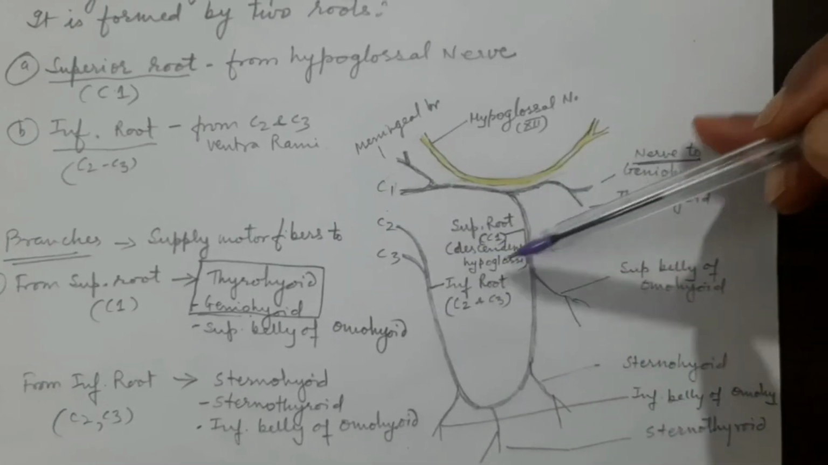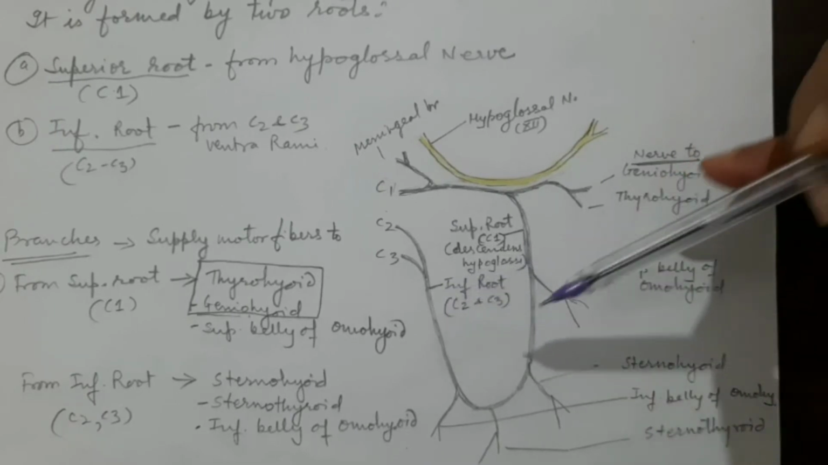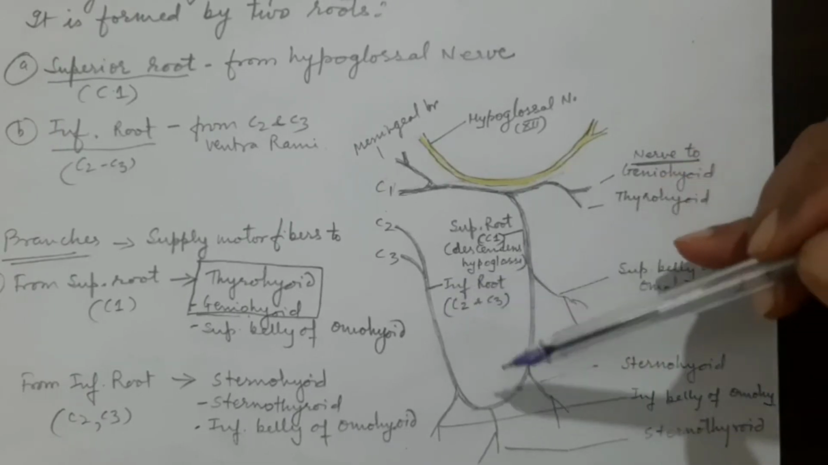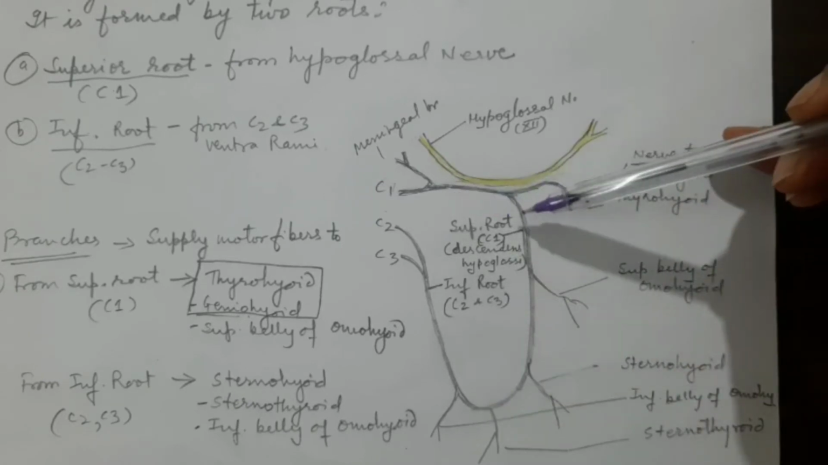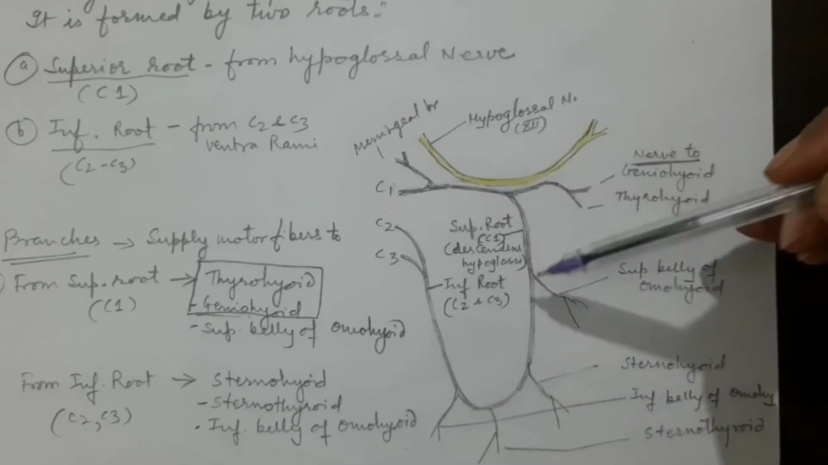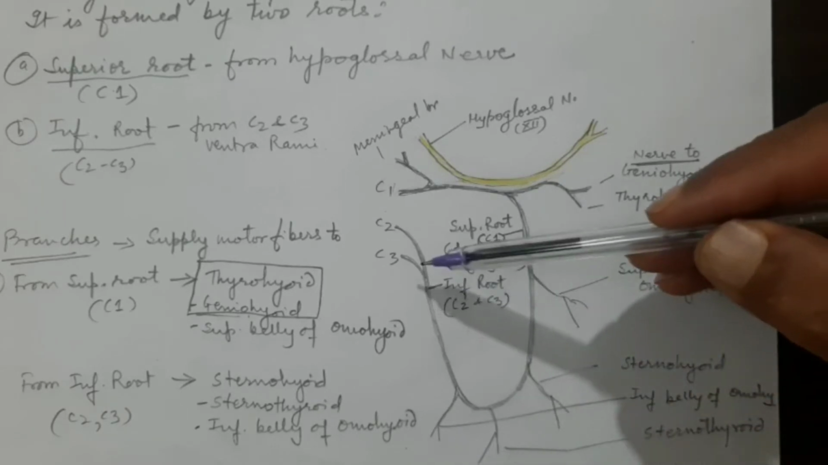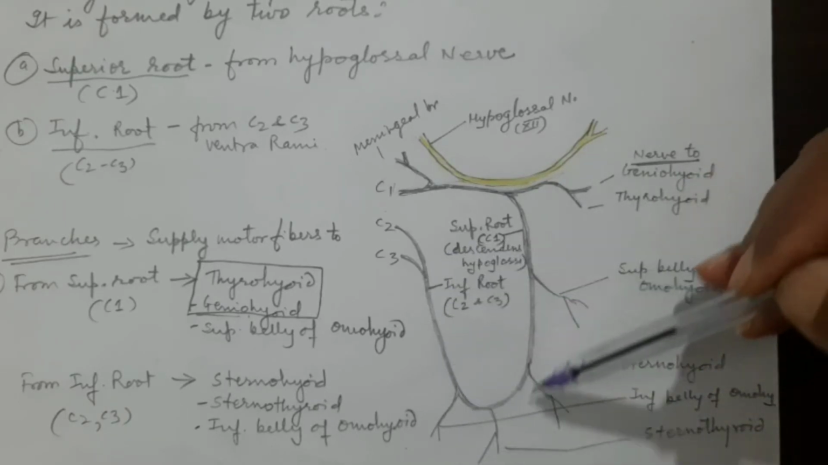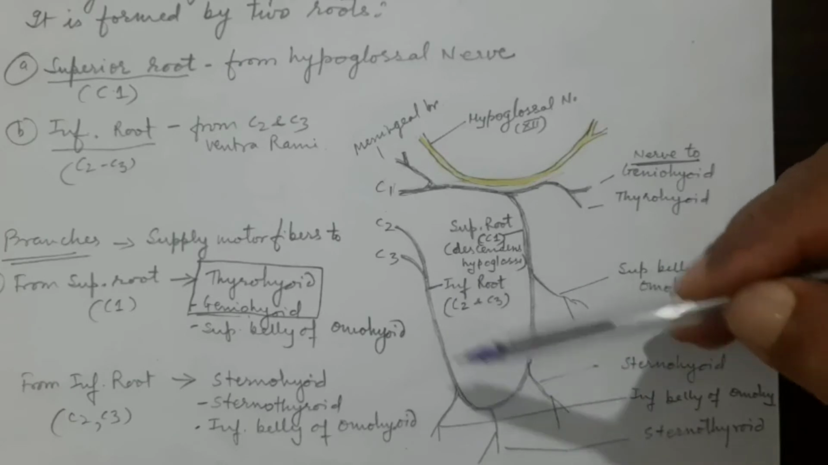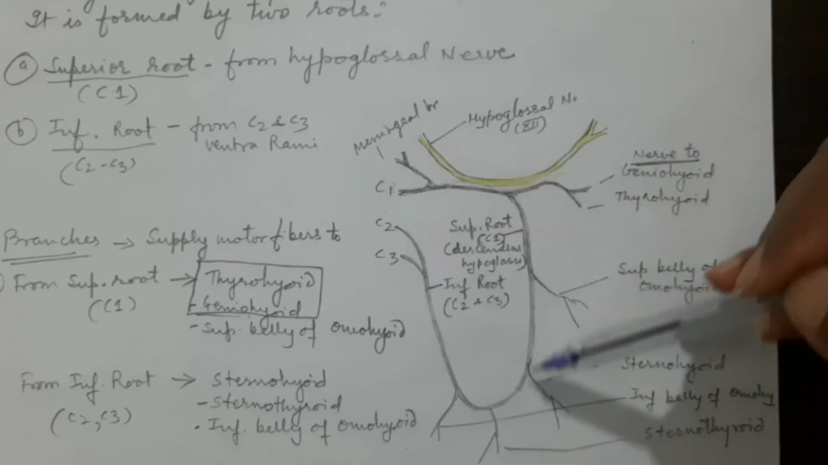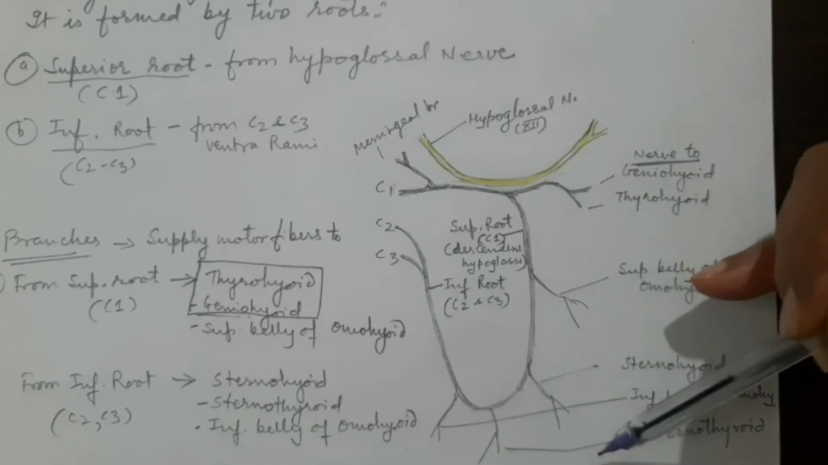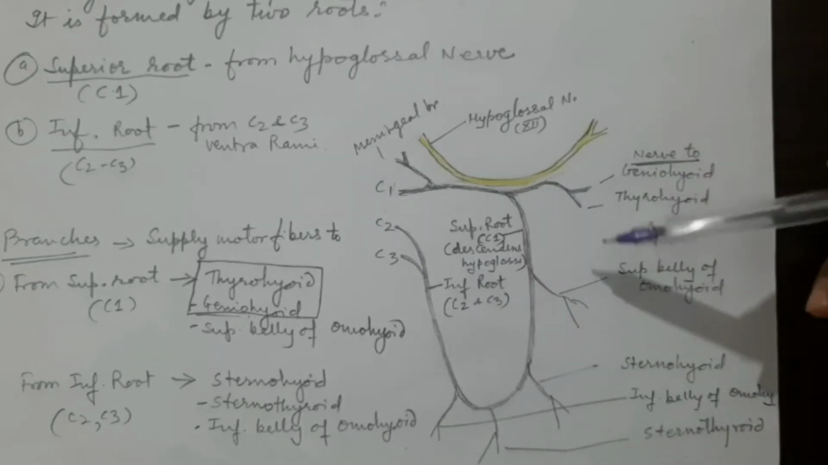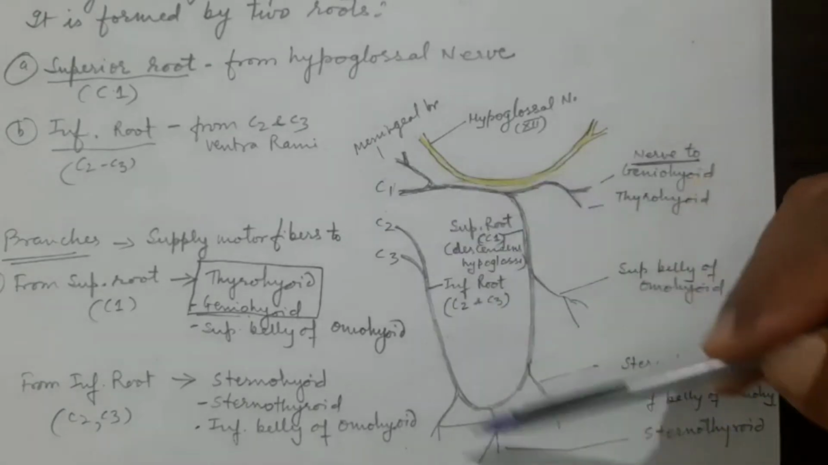Either it is in the superior root or in the inferior root. The inferior root is by the union of C2 and C3, and the superior root is independent C1. And then it gives many branches and forms a loop. C1, C2, C3 fibers just mix and form a loop. And from the loop, many branches are given.